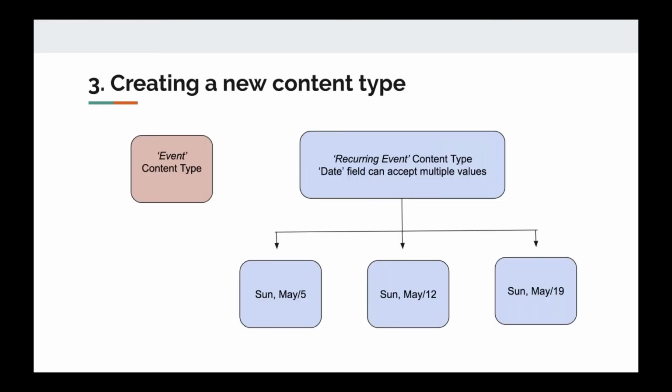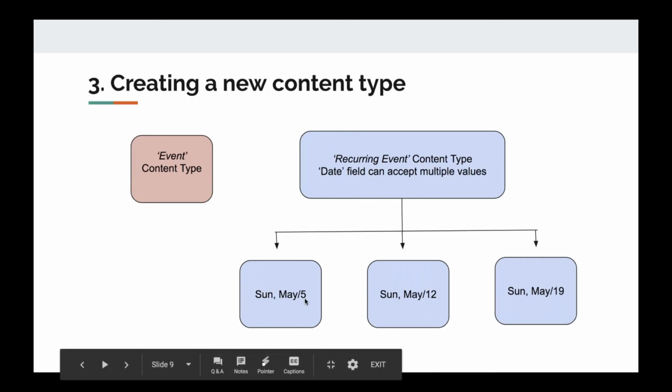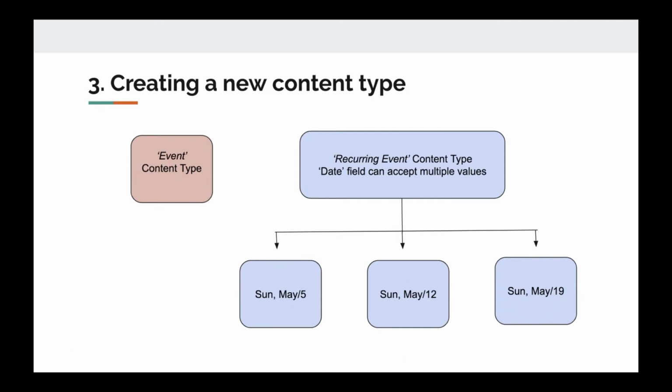Next, the third option here is creating a completely new content type. So we have the event content type, but we can go ahead and create a new content type called recurring events. And here we can make the date field for this recurring event be able to accept multiple values. And then I can go ahead and create all these repeat events for 5th, for 12th, and for 19th. And today, I think Shanti will have some time to go over how to create and configure these.